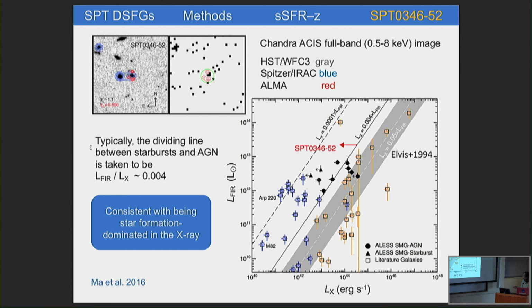This is another diagnostic plot, the far-infrared luminosity versus X-ray luminosity. The typical dividing line between star formation dominated and AGN dominated systems is this line here, and the 3 sigma upper limit of 0346 is here, pointing this way. You could say that it's consistent with being star formation dominated in the X-ray. However, we cannot completely rule out the existence of an AGN in the system.